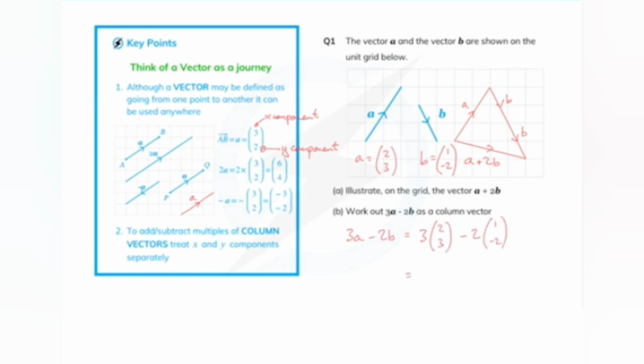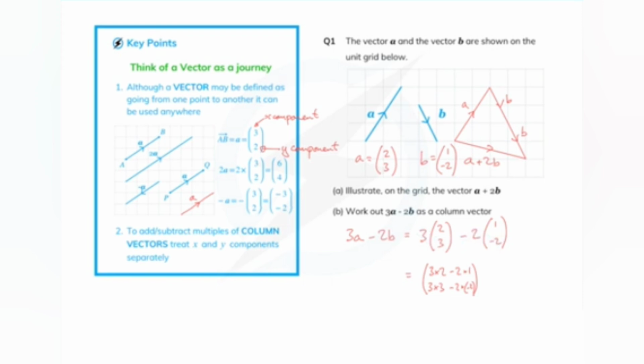And then as I say in the blue box, in key point 2 there, I just treat the two components separately. So I do 3 times 2 minus 2 times 1 to get the x component. So 3 times 2 is 6, but we'll do it in stages. 3 times 2 minus 2 times 1 for the x component. And then for the y component, we do 3 times 3 minus 2 times minus 2. So we'll write that in, 3 times 3 minus 2 times minus 2. I'll just put that in a bracket to make it clear because of the minus sign.